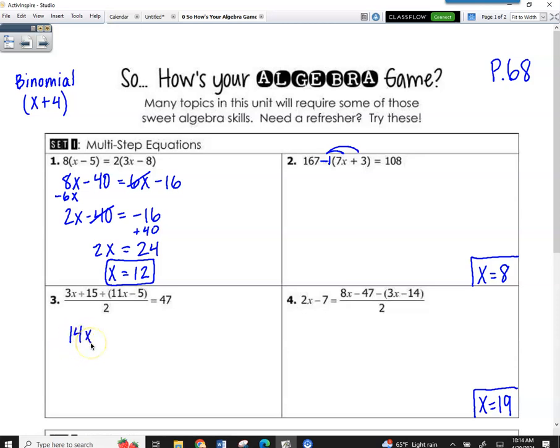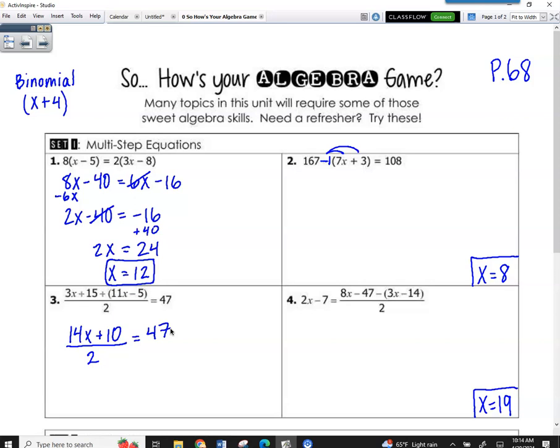14x. And what's 15 minus 5? 10. So I'm going to clean the top of that fraction up, copy the rest, and now I can see I have this gigantic fraction and it says divided by 2. Don't overthink it. There's 2 ways to do this. Your mind may see it one way, your neighbor may see it a different way.